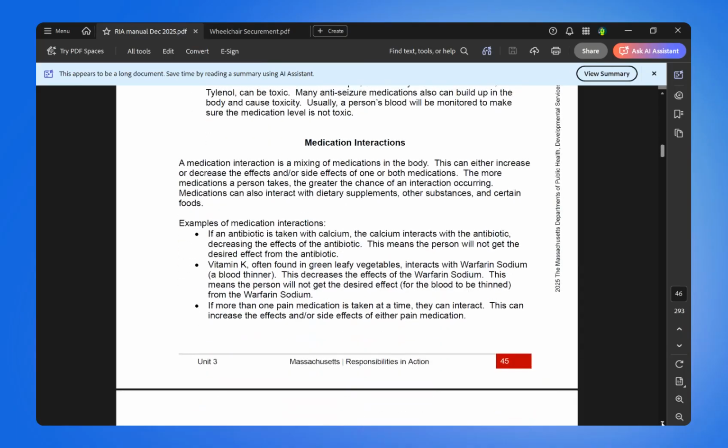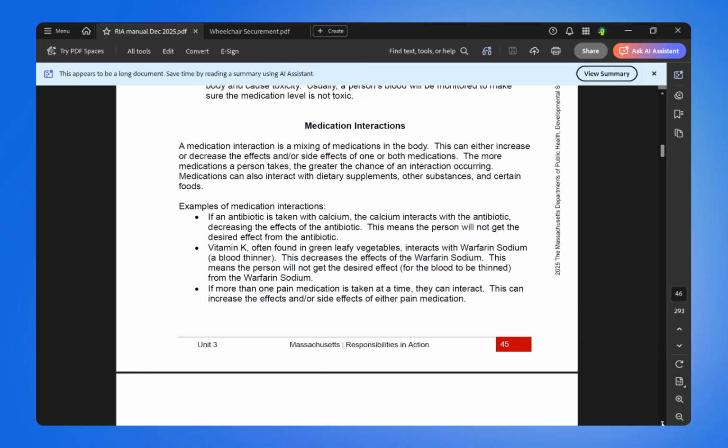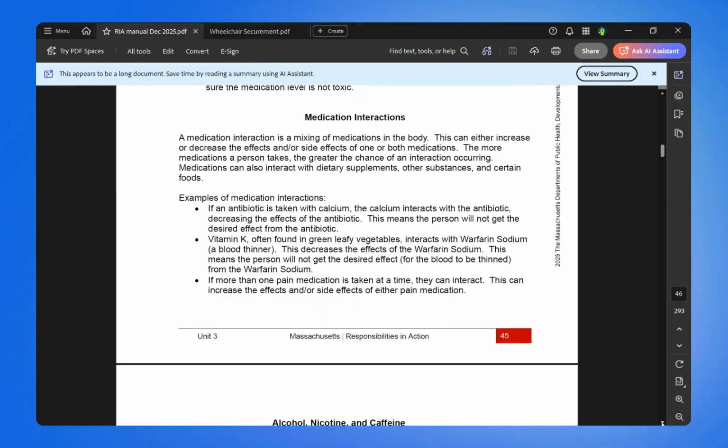So, medication interactions. A medication interaction is a mixing of different medications in the body. This can either cause an increase or decrease of the effects and/or side effects of one or both medications. The more medications a person takes, the greater chance of having an interaction. Medications can also interact with dietary supplements, other substances, and also certain foods.